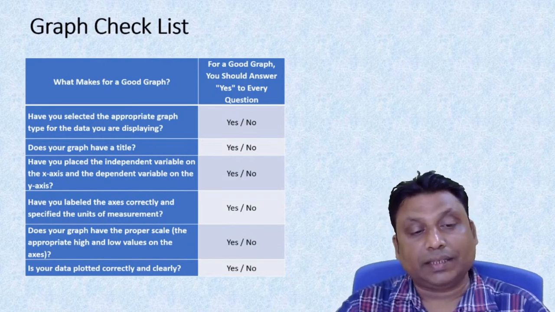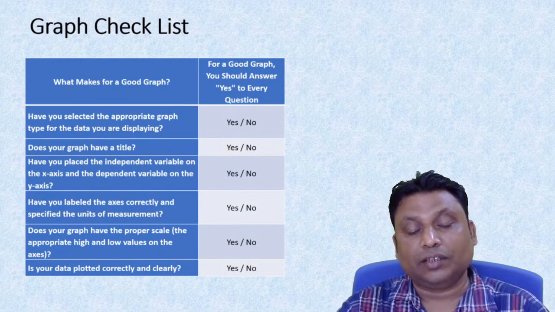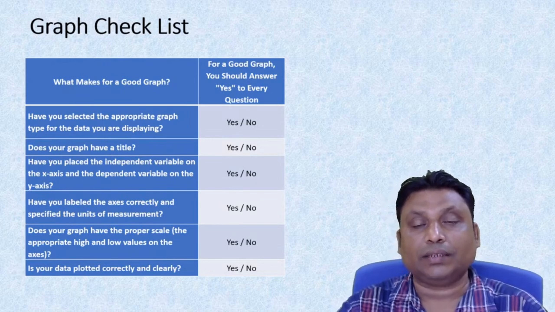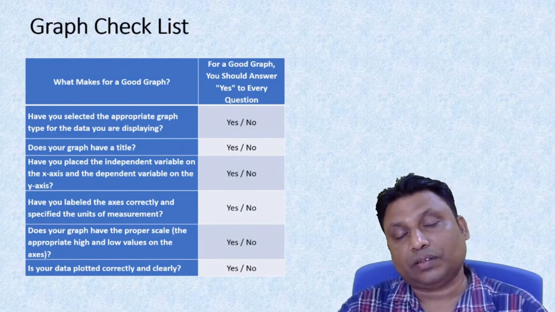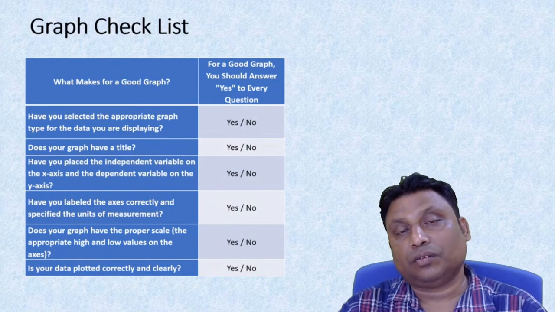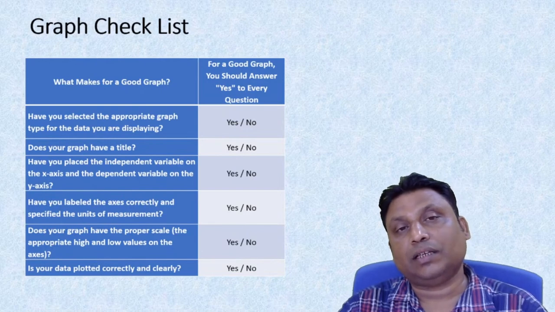Have you labeled the axes correctly and specified the unit of measurement? Label of the graph means the axes. Are they correct or not? Suppose sometimes you take the x-axis as the y-axis and the y-axis as the x-axis. Then it is wrong. Your interpretation may be right, but your initial concept is wrong, because as per the graphical method, y is always the dependent variable and x is the independent variable. If you change this, so that x is dependent and y is independent, then it is wrong.